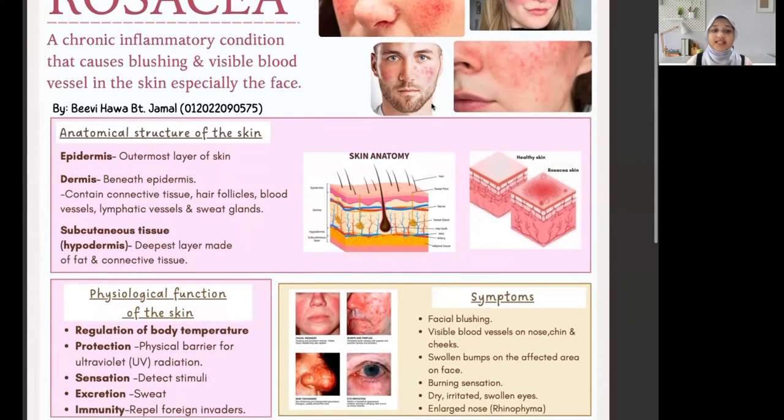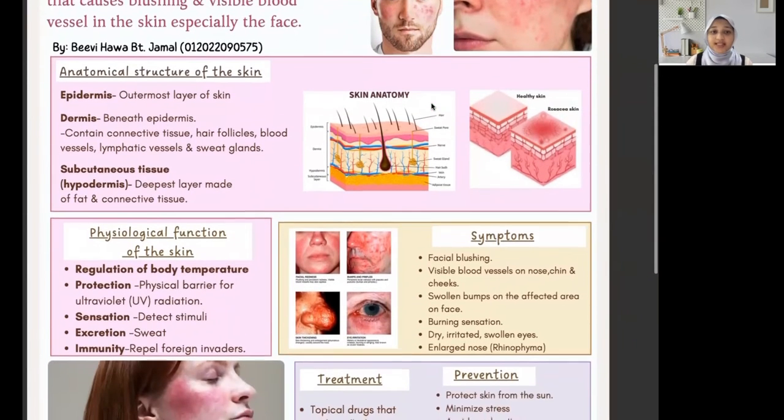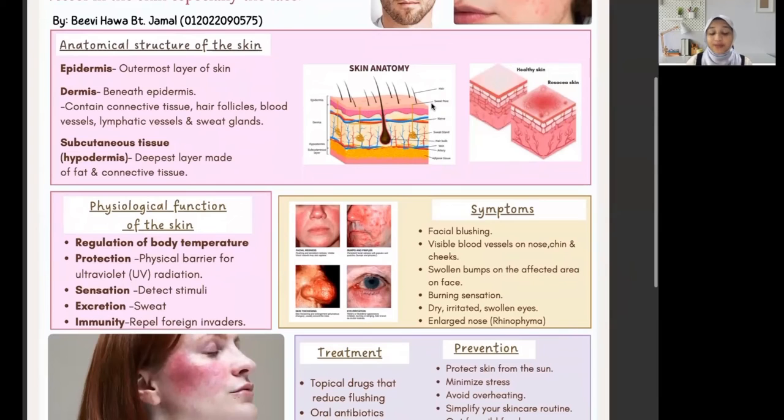First of all, I'll be explaining about the anatomical structure of the skin. The skin consists of three layers, which are the epidermis, dermis, and subcutaneous tissue, also known as the hypodermis. Firstly, the epidermis is the outermost layer of the skin. Next is the dermis. The dermis is beneath the epidermis, and it consists of connective tissue, hair follicles, blood vessels, lymphatic vessels, and sweat glands. And next is the subcutaneous tissue, also known as the hypodermis. It is the deepest layer of the skin, which consists of fat and connective tissue.